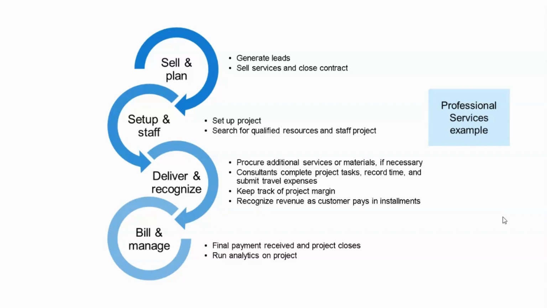So first we'll go with the sell and plan. Before a service is sold, there's likely some work being done in the sales line of business to generate deal leads who will potentially buy our services. So sell and plan, we can consolidate it as generate leads, sell services, and close contracts. That's it.